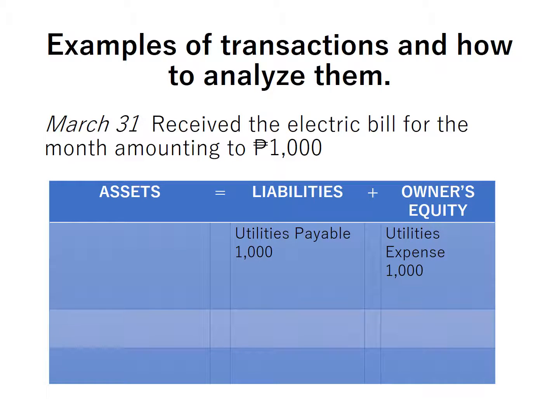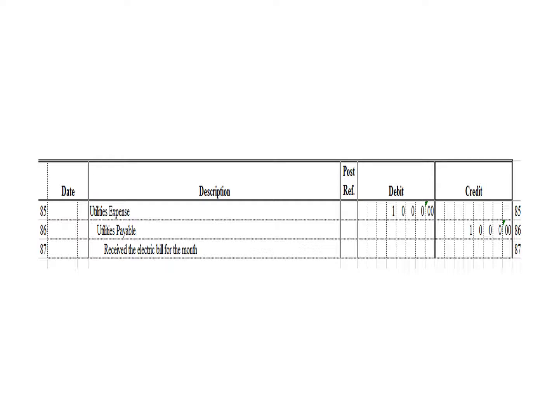Our last transaction, on March 31, the business received the electric bill for the month amounting to 1,000 pesos. Utilities payable increased by 1,000 pesos. Utilities expense increased also by 1,000 pesos. To journalize the transaction, we debit utilities expense 1,000 pesos, we credit utilities payable 1,000 pesos. Then the description, receive the electric bill for the month.